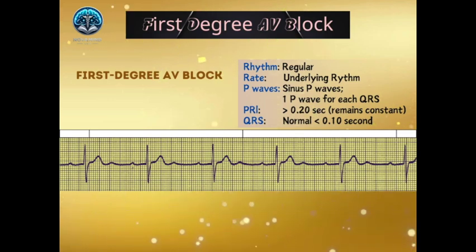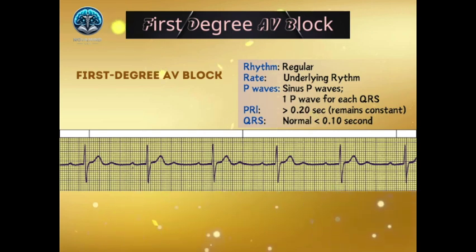In a first degree AV block, the defining feature is a PR interval that's longer than normal, which is greater than 0.20 seconds. This indicates a delay in conduction between the atria and ventricles, specifically within the AV node. Remember, while it's delayed, every impulse still makes it through to the ventricles.